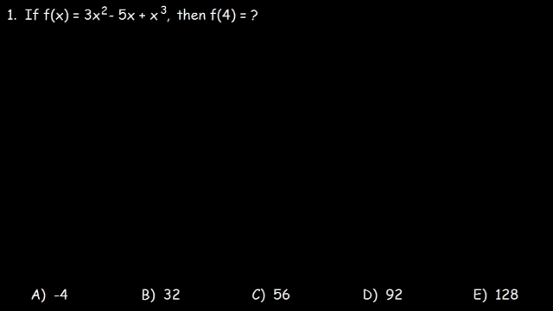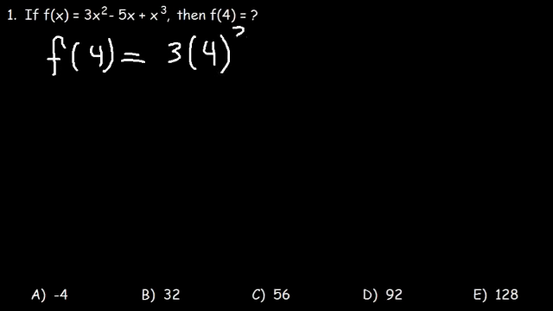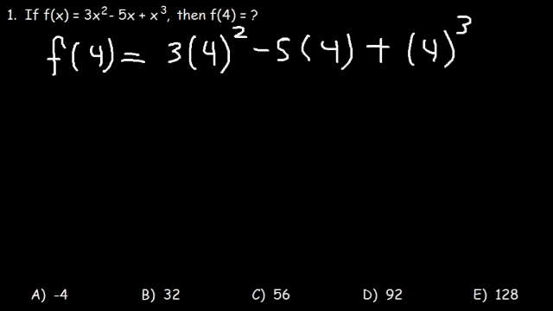But let's begin. If you want to find f of 4, all you need to do is substitute x with 4. So everywhere we see an x value, we're going to replace x with 4. So now we just have to do some math. 4 squared, that's 4 times 4, which is 16. 5 times 4 is 20. And 4 to the third power, that's 4 times 4 times 4. 4 times 4 is 16, and 16 times 4 is 64.